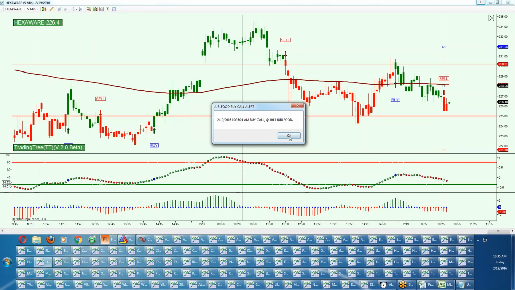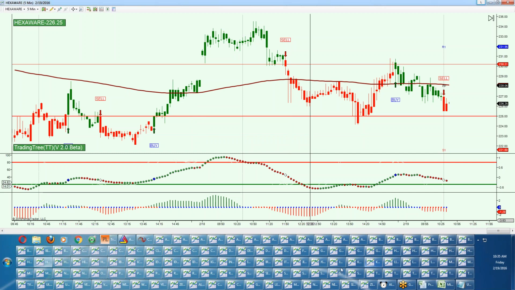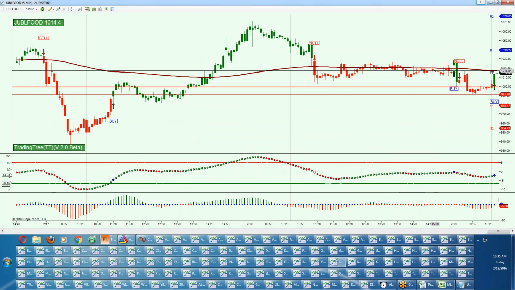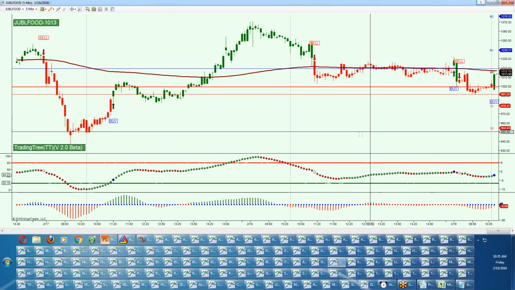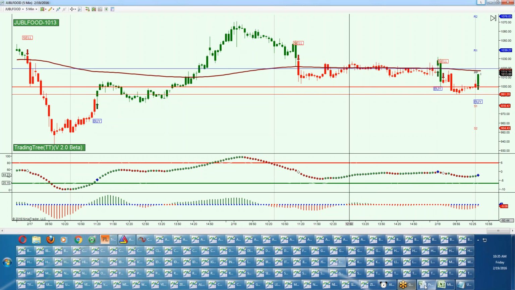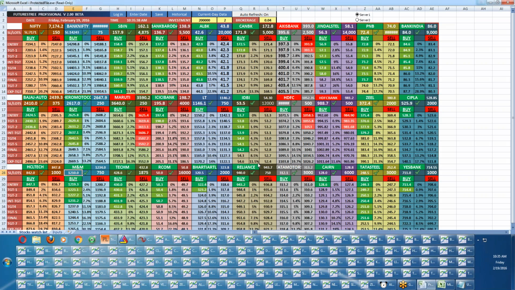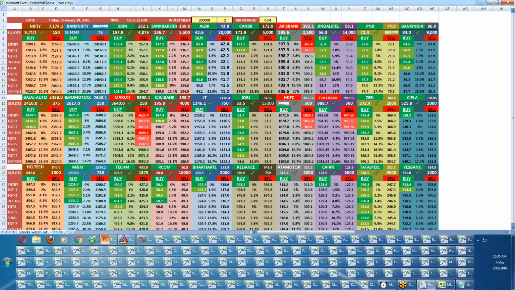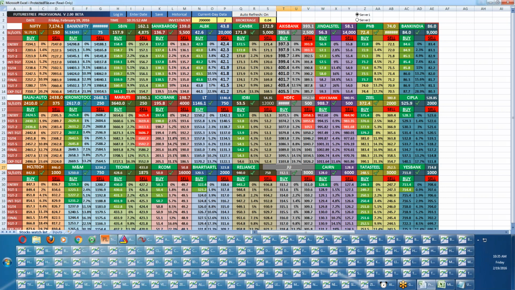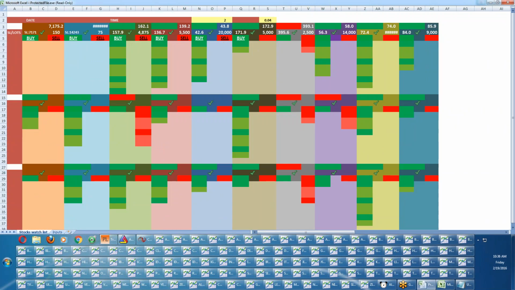So we were expecting this buy call in Jubilant Food. We have already got it. So you can buy above this PP, 1020. And let's see what's the entry here. I'll place it in. So that was on sell already. So 1029 is the entry here, but there in Trading Tree, 1020 is the entry.